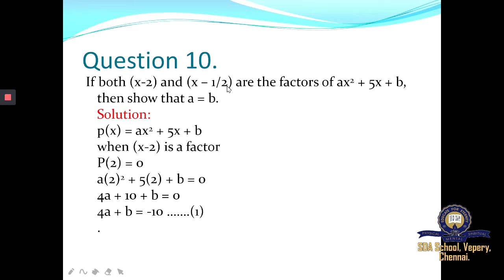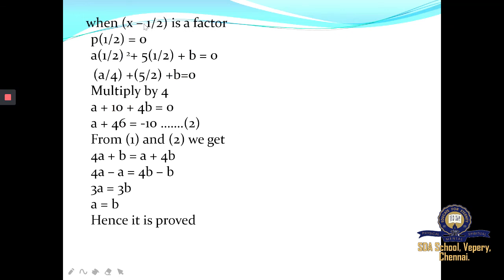It will be equal to plus 1 by 2, right? And again it will be equal to 0. Why? Because they have clearly told that it is a factor. If it is a factor, then you have to equate it to 0 only. Then wherever x is, replace x by 1 by 2, right?